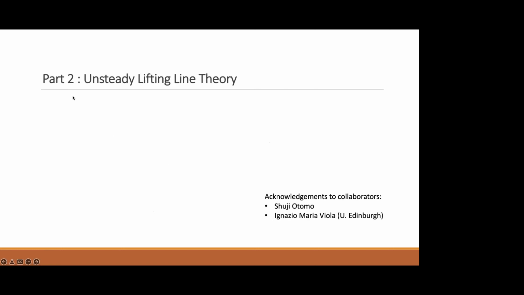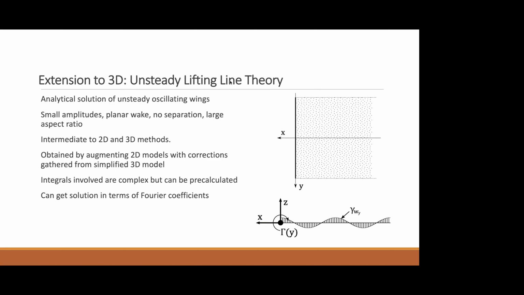So in the second part, let's talk about unsteady lifting line theory, which is a way of extending these methods to 3D flows and for finite wings. So unsteady lifting line theory gives us an analytical solution for unsteady oscillating wings. So it's a way of taking the unsteady thin airfoil theory that I spoke about earlier to 3D and to finite wings.